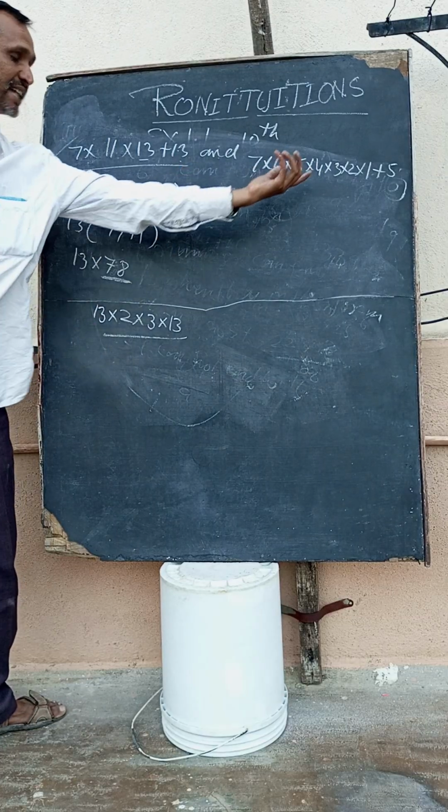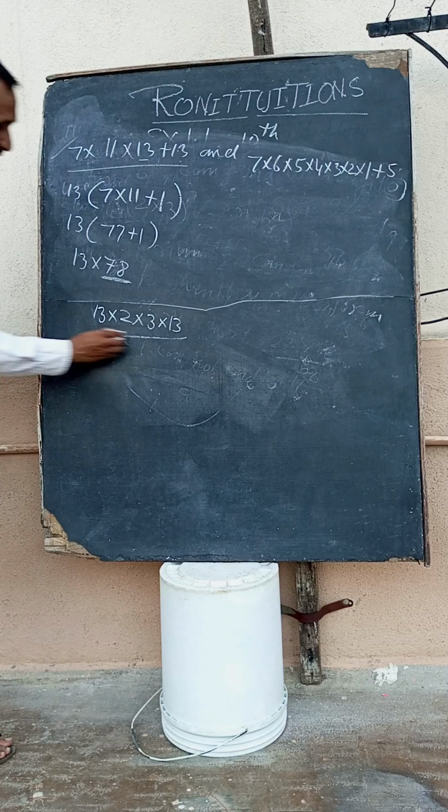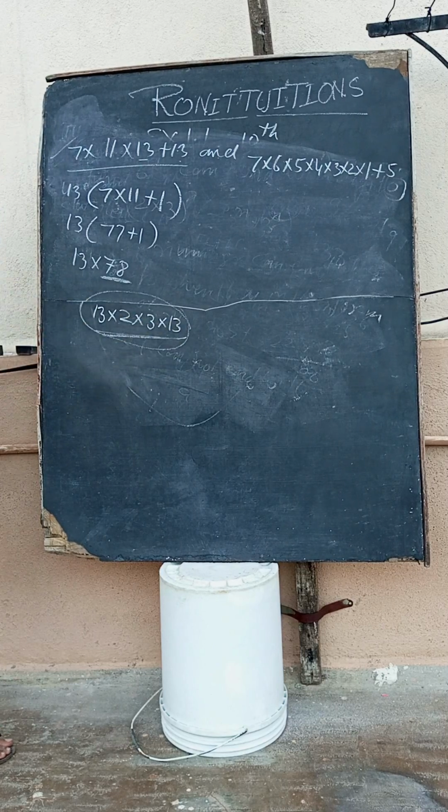If we see this side, that side we see, we can write it this way. So it has more than 2 factors. Yes, it is a composite number. We can say it is a composite number.